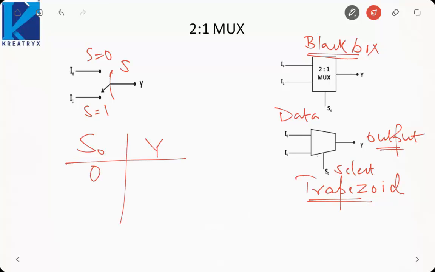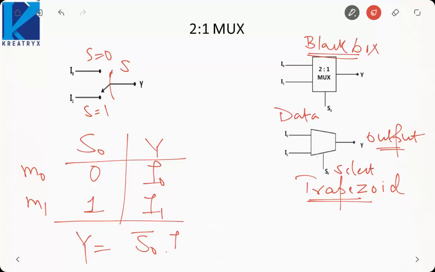When S0 is 0, y is connected to I0. When S0 is 1, y is connected to I1. So this is minterm 0, this is minterm 1. So y will be equal to, here S0 is 0, so S0 bar output should be I0. When S0 is 1, output should be I1.